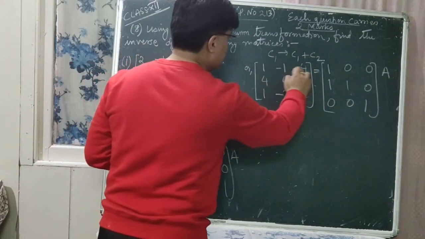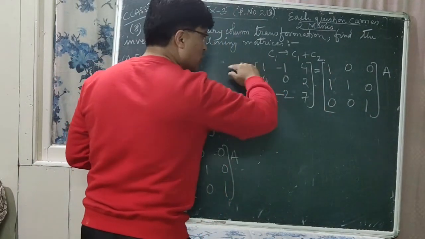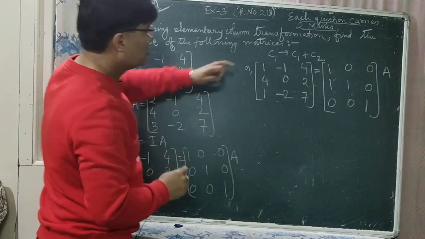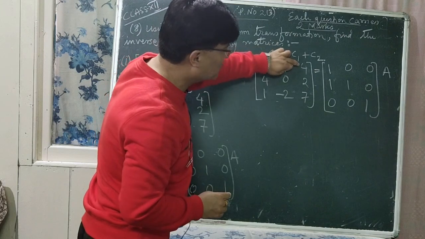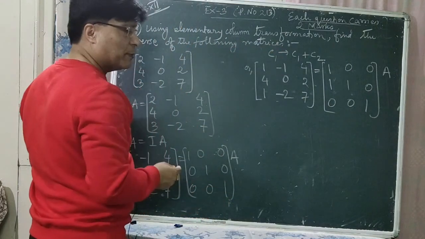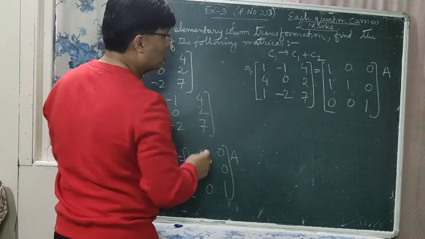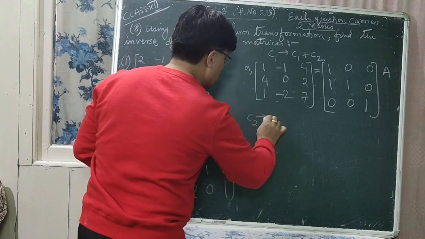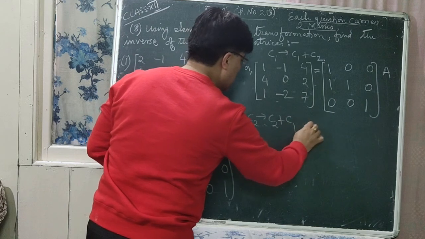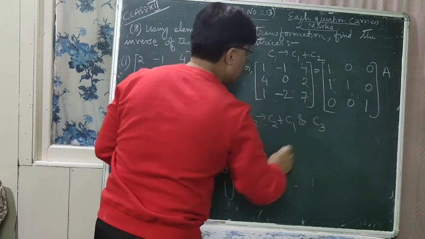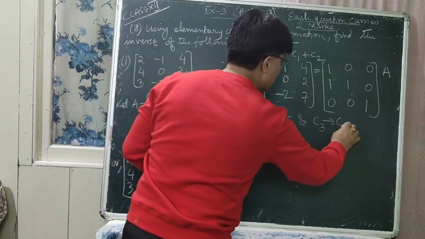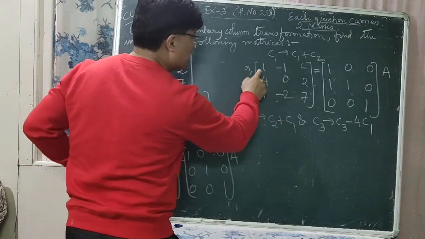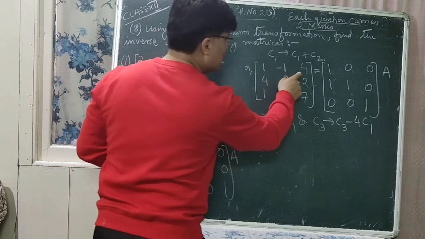That is 1 0 0 in the first row, 0 1 0 in the second row, and 0 0 1 in the third row, right? So you should make this minus 1 zero and this 4 zero by using properties in terms of column. That is minus 1 plus 1 will be 0, isn't it? C2 arrow C2 plus C1 and C3 arrow C3 minus 4C1.